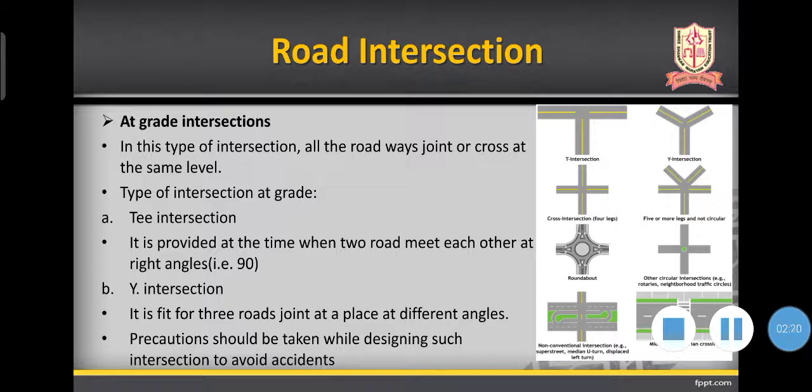Then the next one is a Y intersection. In a Y intersection, if three roads are joining at different angles, then that is a Y intersection. In a Y intersection, there are maximum chances of accident. To avoid that accident, precaution should be taken by the driver.